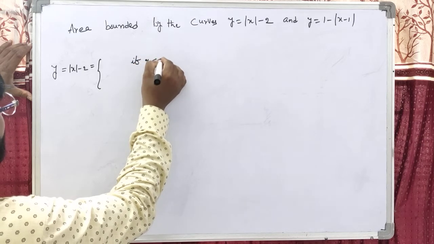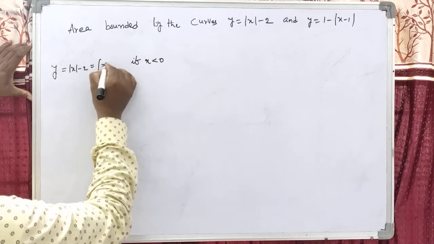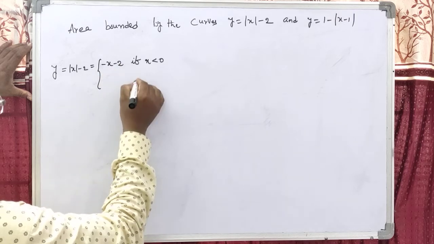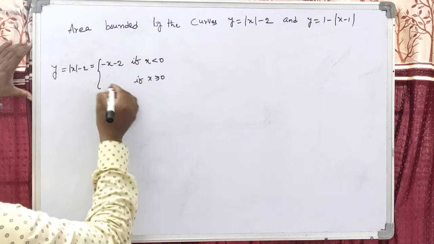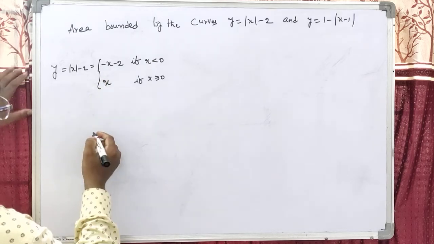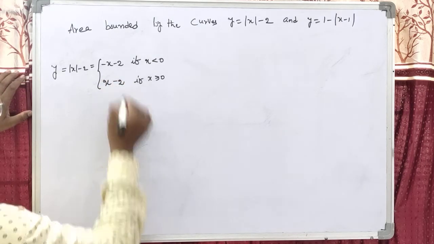if x is less than 0, mod x is minus x, so y is minus x minus 2. If x is greater than or equal to 0, mod x is x. Okay, students, this is the first one.